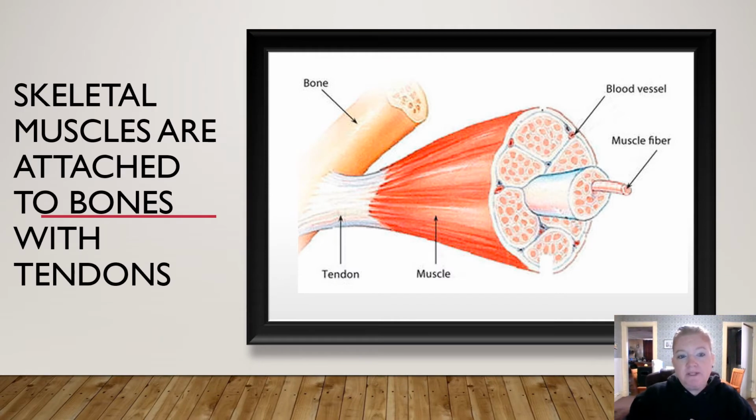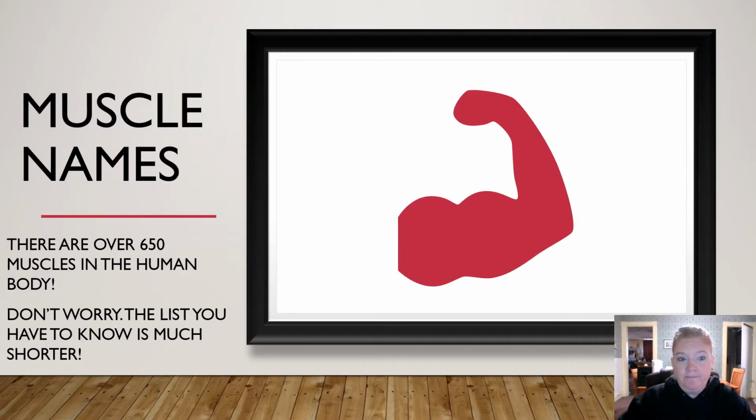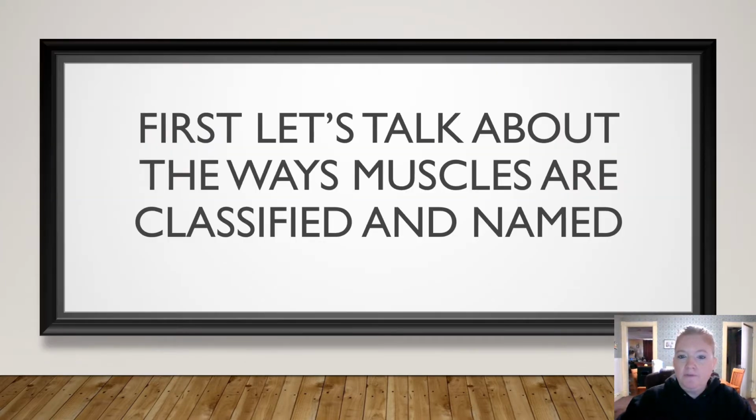Okay, skeletal muscles are attached to bones with tendons, okay, that dense connective tissue that is very strong. There are over 650 muscles in the human body, but don't worry, the list that you're going to have to know is much shorter than that. First, let's talk about the ways that muscles are classified and named.